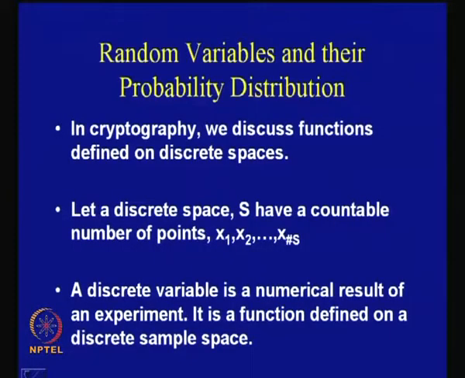First of all, we define something called a random variable, and we say that this random variable can take such and such possible values, and then we try to assign a probability for it. If there is a discrete space S which has a countable number of points like x1, x2, until x hash s, then a discrete variable is nothing but a numerical result of an experiment. It is a function which is defined on a discrete sample space.